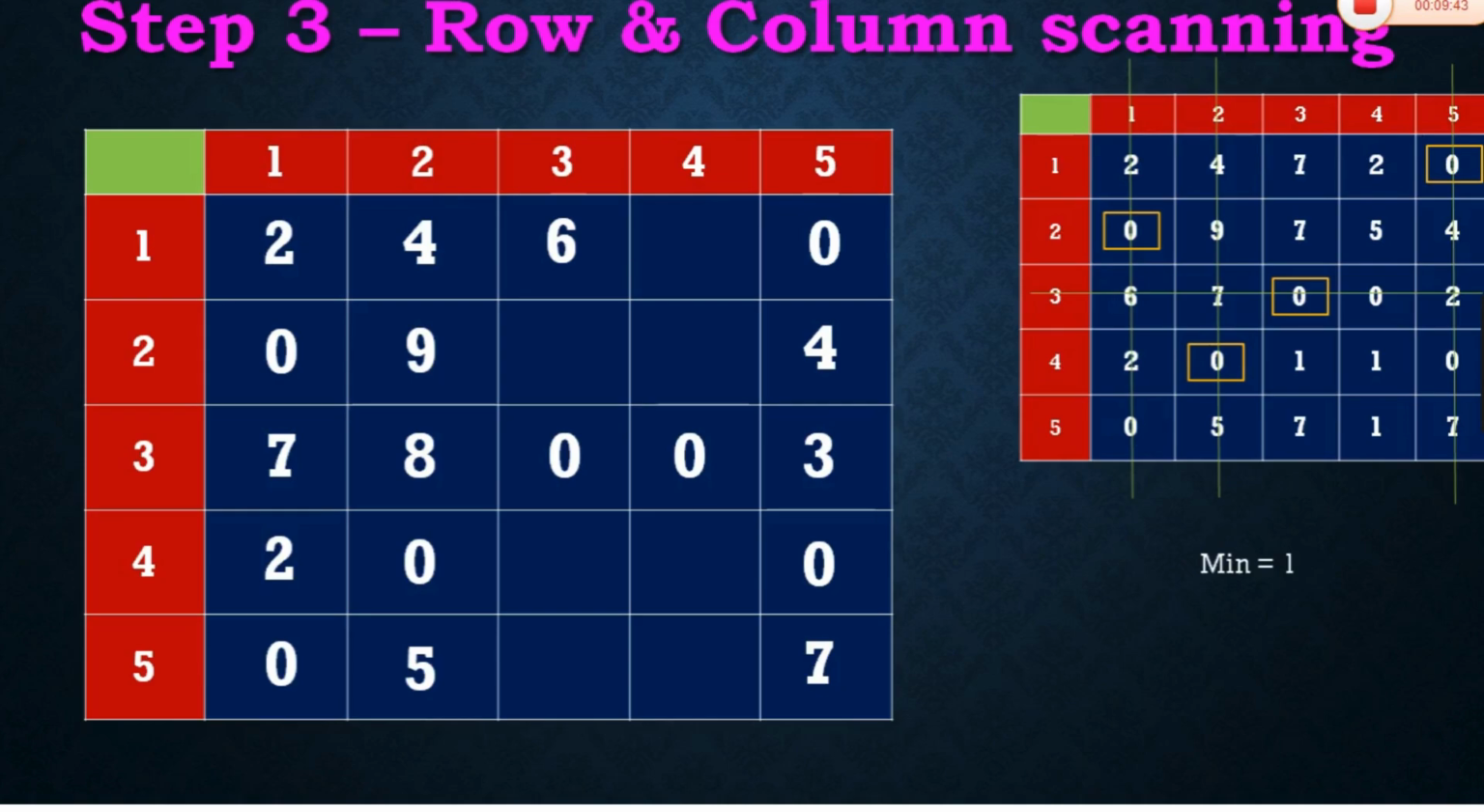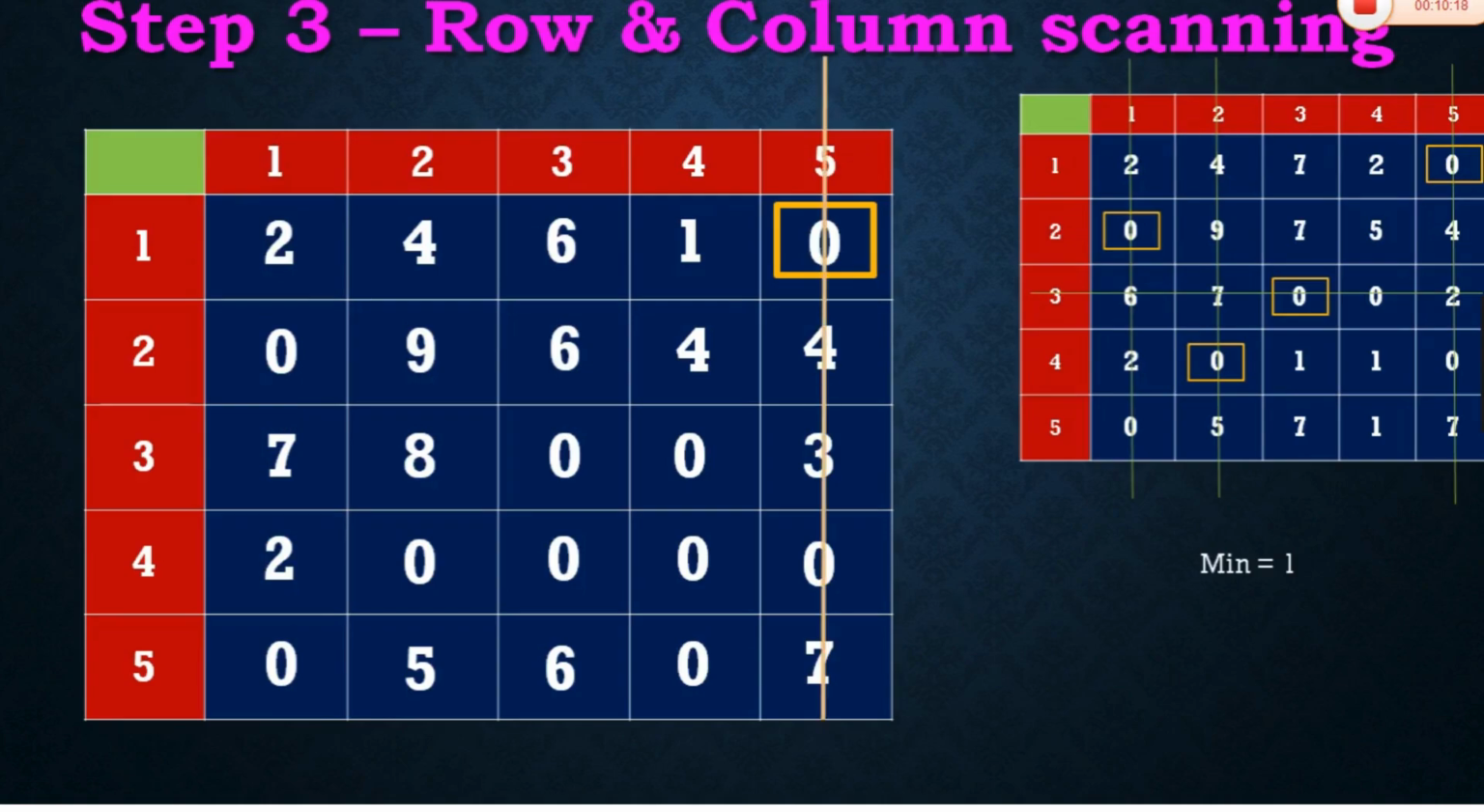Now after this we have to subtract the minimum value from the unmarked cells. So 7 minus 1 is 6, 2 minus 1 is 1, 7 minus 1 is 6, 5 minus 1 is 4, 1 minus 1 is 0, 1 minus 1 is 0, 7 minus 1 is 6, 1 minus 1 is 0. Now the subtraction is completed. After this, again we have to do row and column scanning.